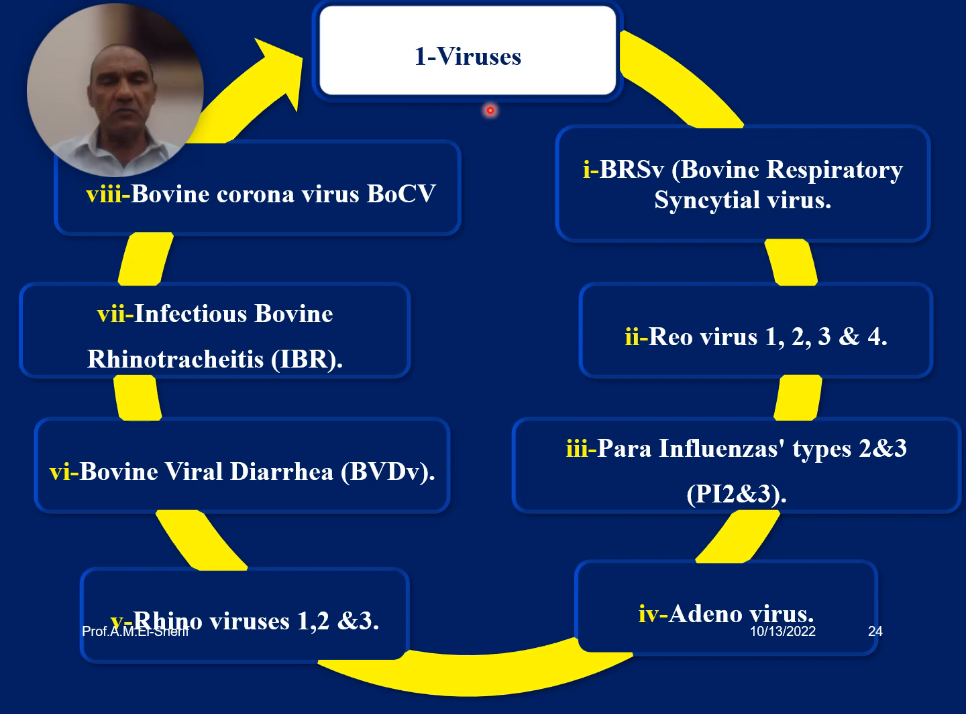The viruses, we have 8 types of viruses. Number 1, bovine respiratory syncytial virus and reovirus type 1, 2, 3, and 4, parainfluenza type 2 and 3, adenoviruses, rhinoviruses 1, 2, and 3, bovine viral diarrhea, infectious bovine rhinotracheitis, IBR, bovine coronavirus.